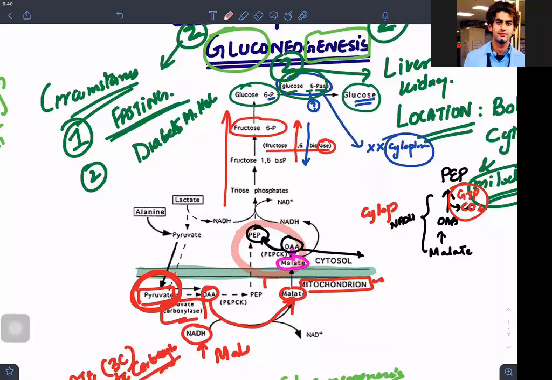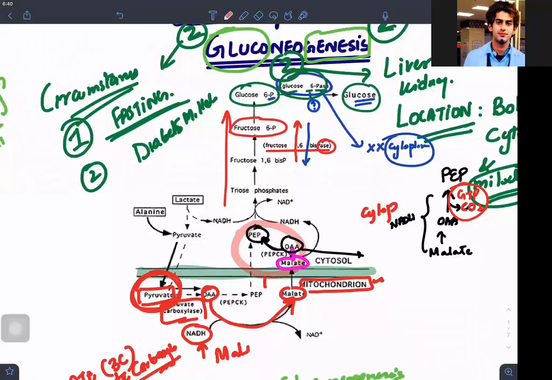Oxaloacetate is not permeable to the inner mitochondrial membrane, so it needs to convert itself into malate. Malate will come out in the cytoplasm, where I will be producing an NADH molecule. But when I was converting my pyruvate into malate, I was using NADH, not NADPH. So it is not a malate shuttle pathway; it is basically conversion to malate.